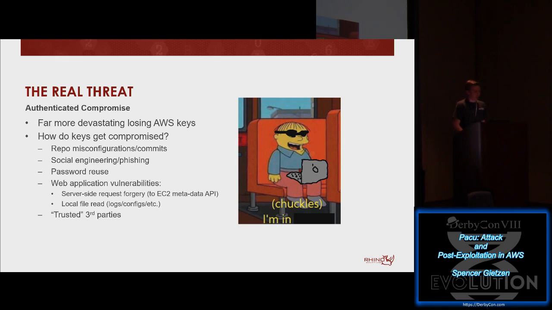Trusted third parties are another big one. A lot of integrations exist where you allow a third party access to your AWS environment to do whatever it is they need to do. So that means if they get compromised, you're at risk of being compromised.